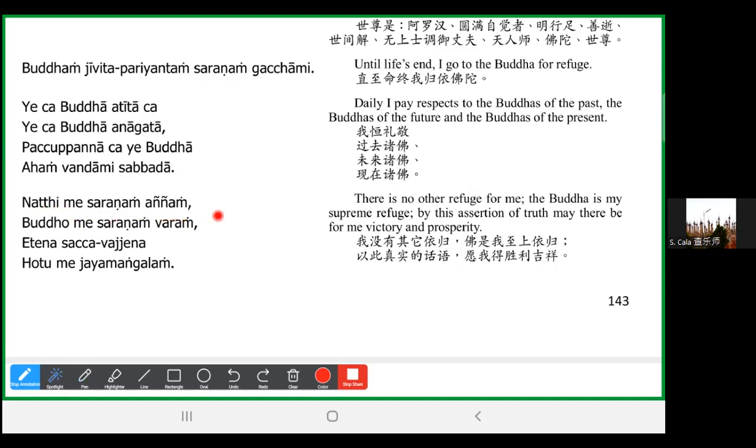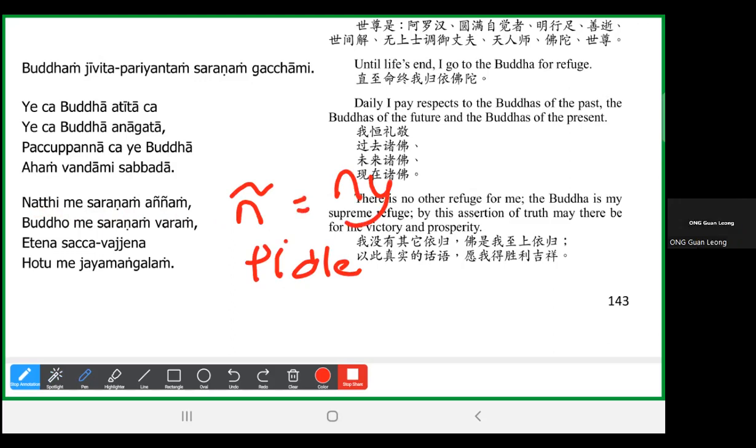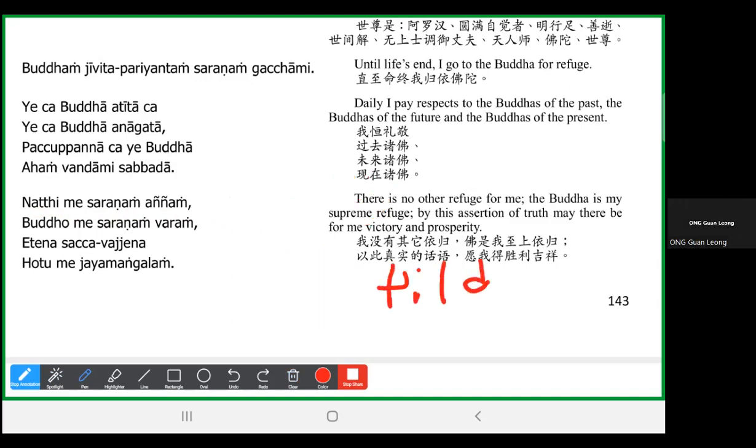Natthi me sarana anna. Remember this n with the tilde on top. How do you call it? I think they call it tilde, right? Anyway, you pronounce it nya. So anya. Tilde. Okay. Thank you, brother. Natthi me sarana annam. Buddho me saranam varam. Etena saccavajjena hontu me jayamangalam.